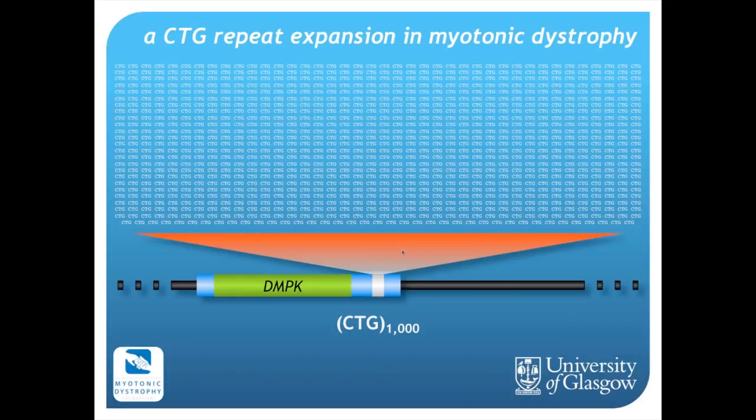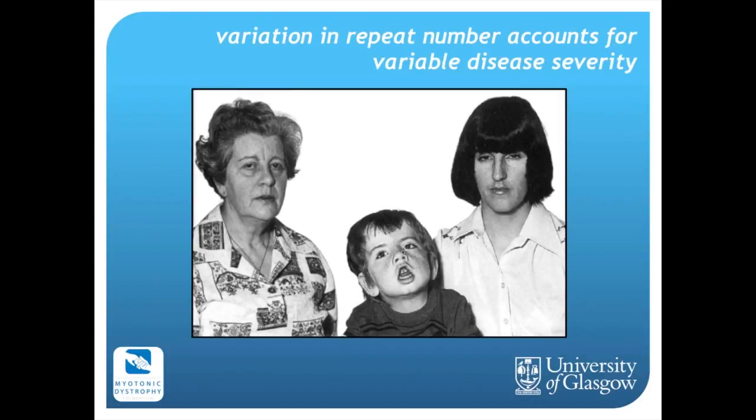So one of the first things that we found when the mutation underlying myotonic dystrophy was discovered was that a large part of the explanation for why the symptoms might be so variable between individuals was related to the number of CTG repeats that an individual inherited. Individuals who inherited relatively small numbers of repeats would have a mild late onset form of the disease, whereas other individuals who inherited much larger numbers of CTGs would have more severe symptoms and an earlier age of onset.